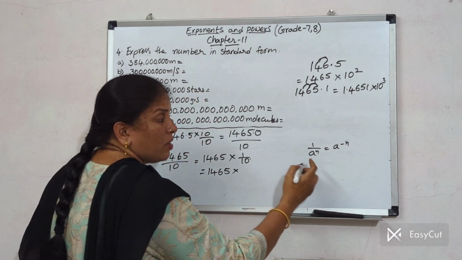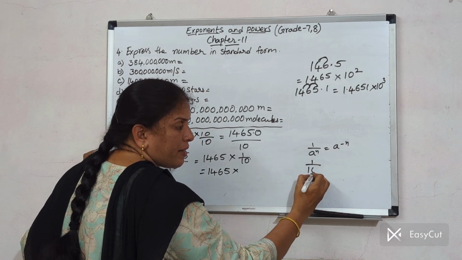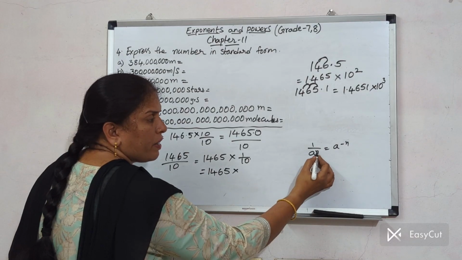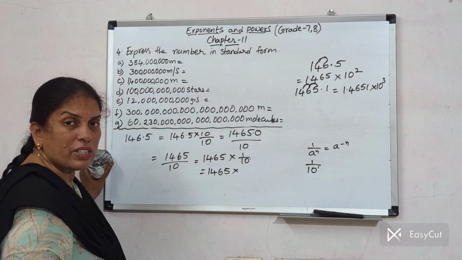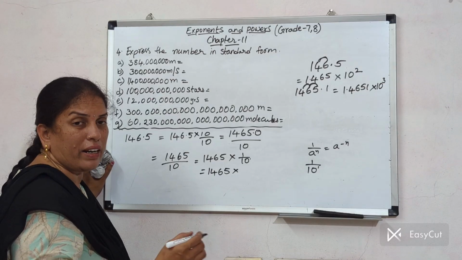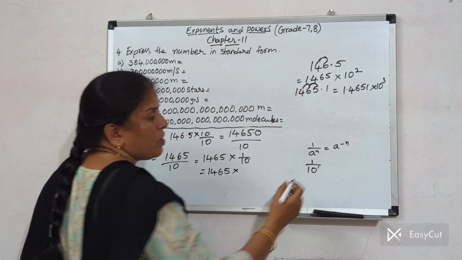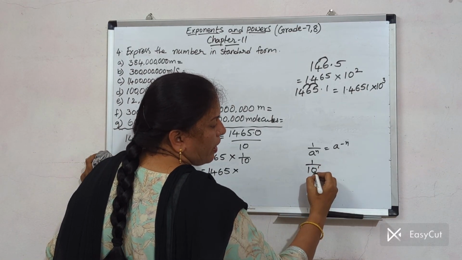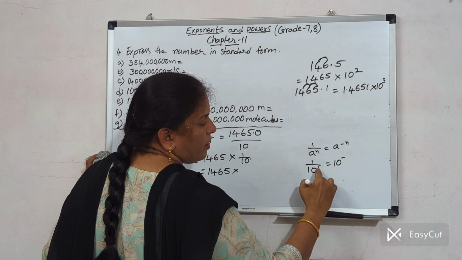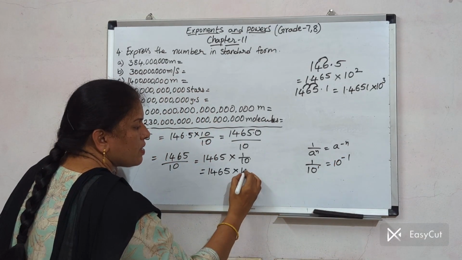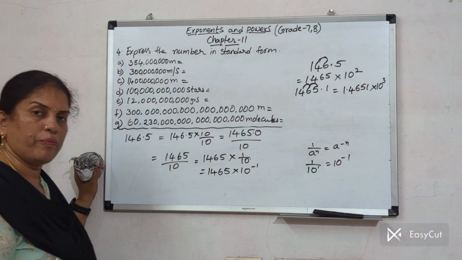So this 1 instead of here, what is there? 10 is there. In the power no number is there. What can we think? 1 you can write. Is there any change? No. 10 to the power of 1 or 10, both are same, you know. So in the place of a, 10 is there. Minus in the place of n, 1 is there. So this is 10 to the power of minus 1.